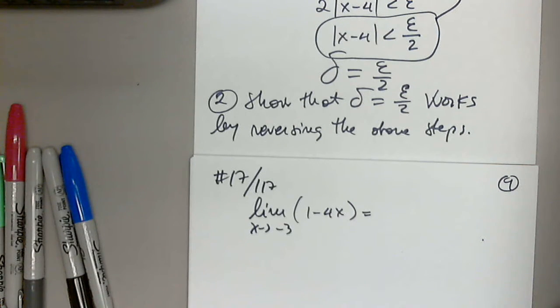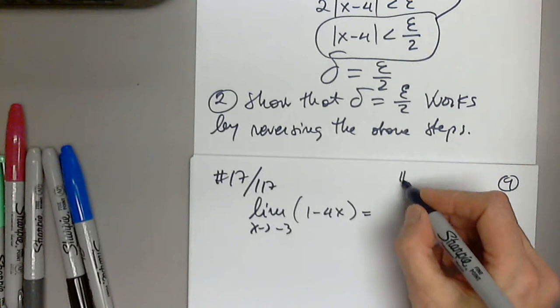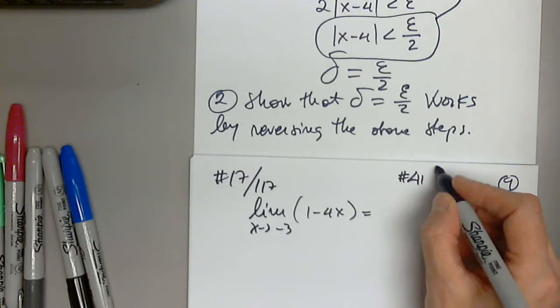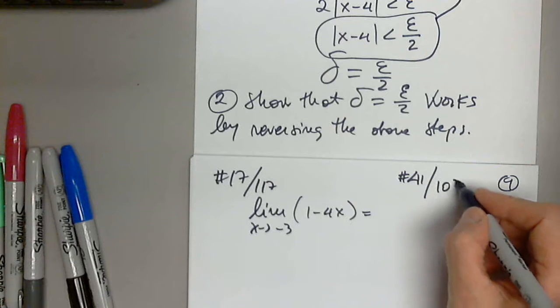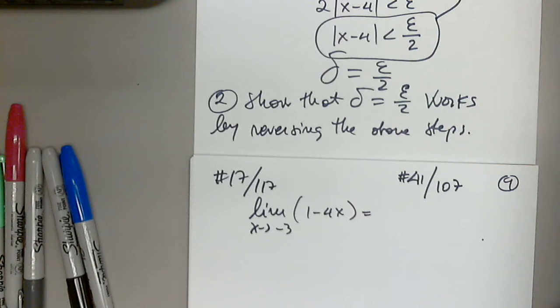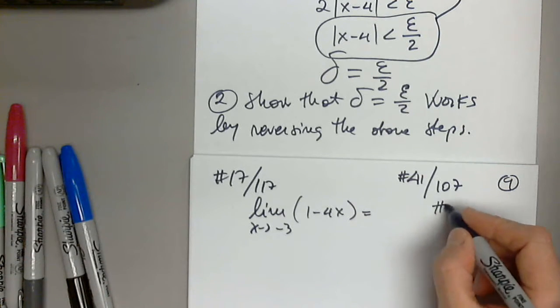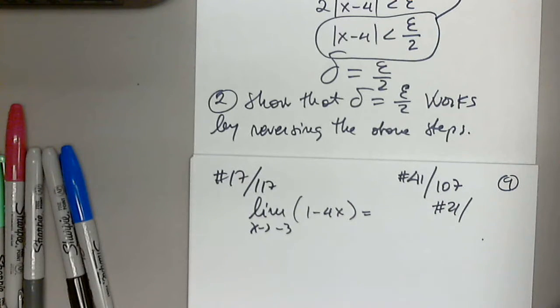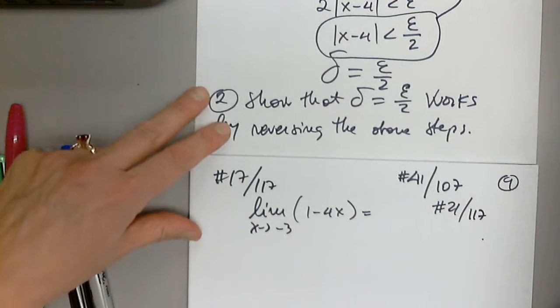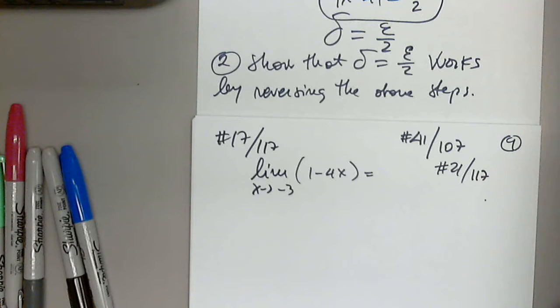And I would like you, for Thursday, to just do 2 problems: 41 on page 107, and from this section, 21 on page 117. Yes, 41 is on page 107 and 21 on page 117. Just these 2 problems. Okay, can anyone give us the limit here?